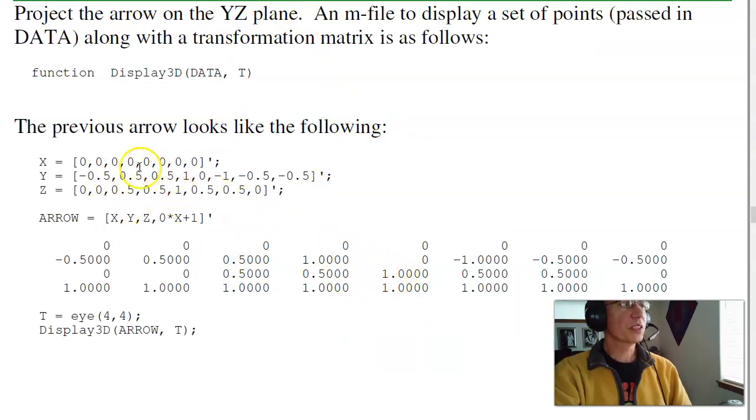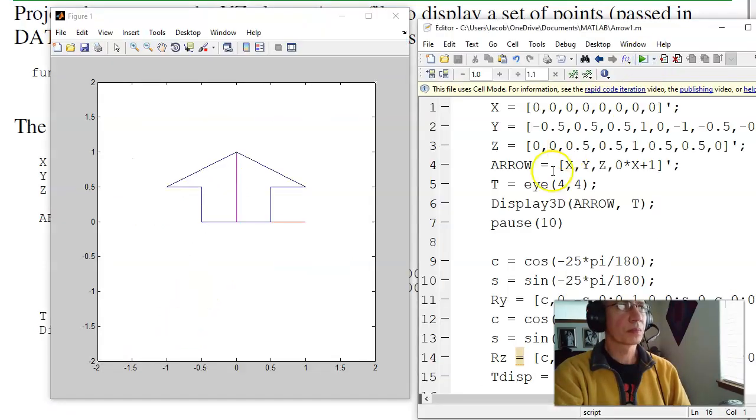So first, if I just take that XYZ, define it, and then here's a display routine in MATLAB. It's linked on Bison Academy. Display that with the identity matrix. And that's what it looks like. This is the x-axis. I'm looking right down it, so I can't really see it. That's just a point. Here's the y-axis. There's the z-axis. There's my arrow in the YZ plane.